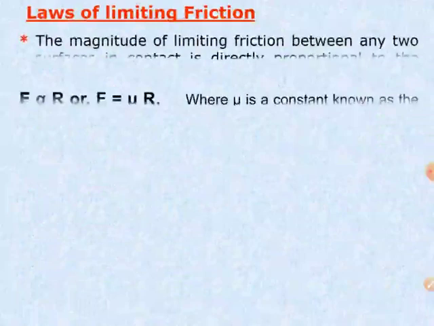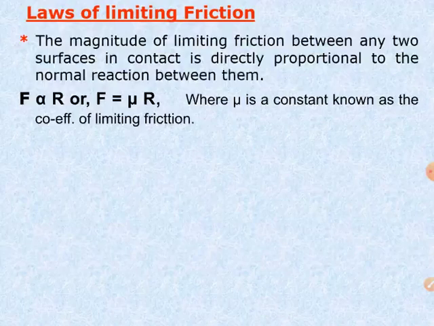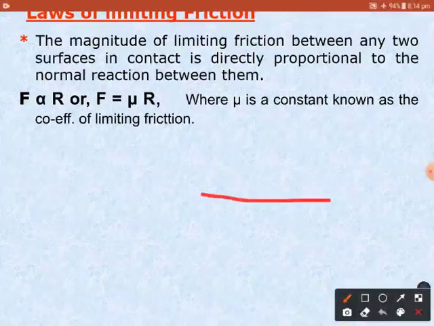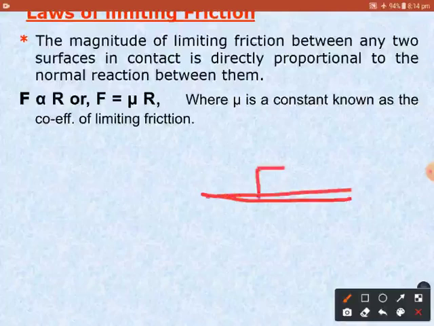Now when we talk about the laws of limiting friction, this is the law governing friction in the case of limiting friction. That means the maximum static friction. The magnitude of the limiting friction between any two surfaces in contact is directly proportional to the normal reaction between them. Suppose a body lies over a table like this. This is a flat table, and an object is placed over it.